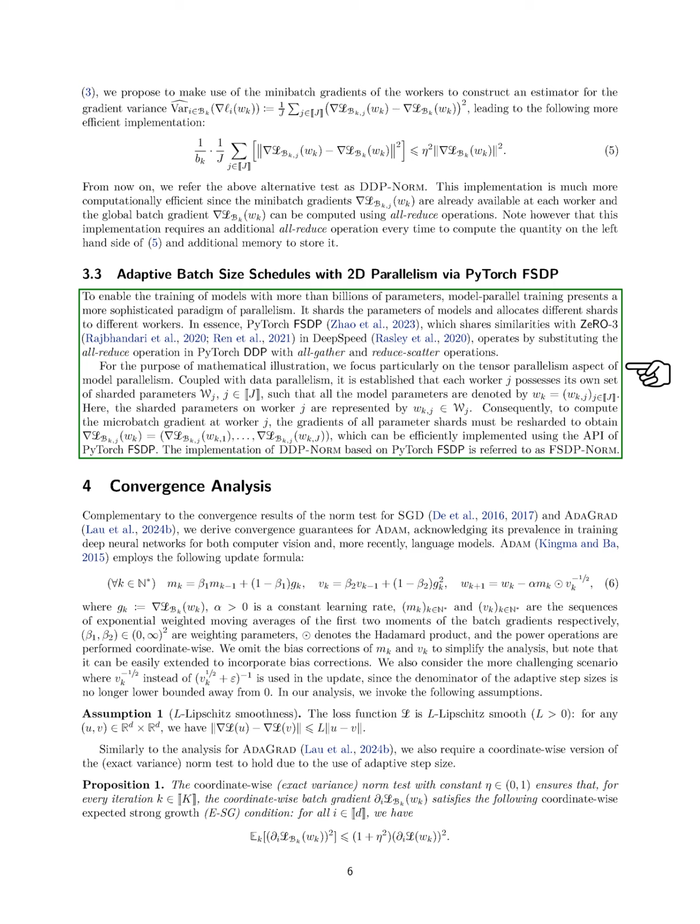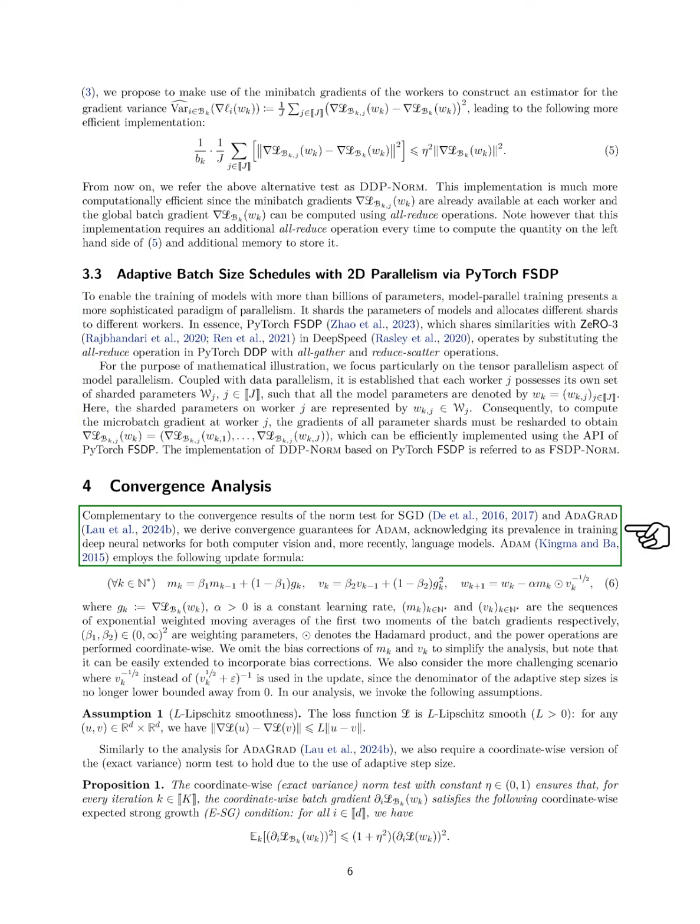We focus on tensor parallelism within model parallelism, combined with data parallelism, ensuring that each worker has its own set of sharded parameters. To compute the microbatch gradient at a worker, we need to reshare the gradients of all parameter shards, which we can efficiently do using the PyTorch FSDP API. We also introduce DDP norm based on PyTorch FSDP, referred to as FSDP norm.